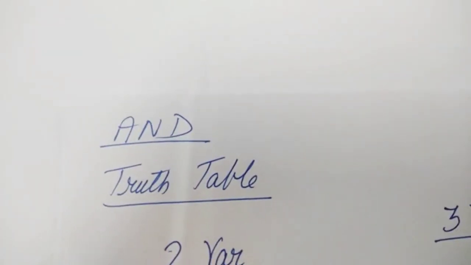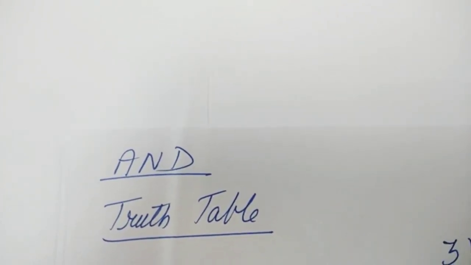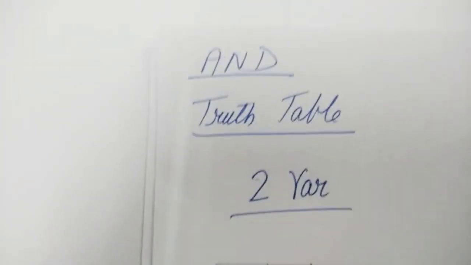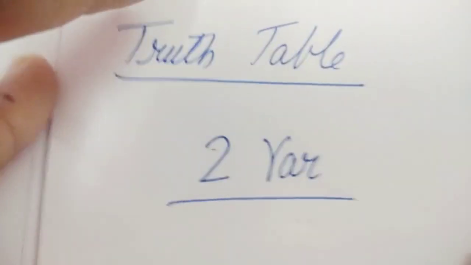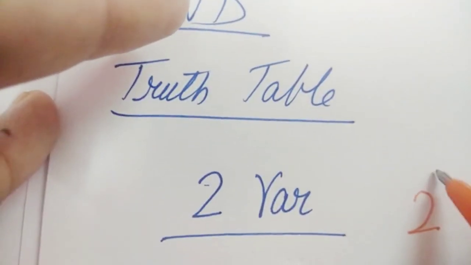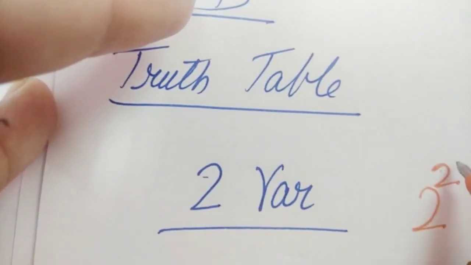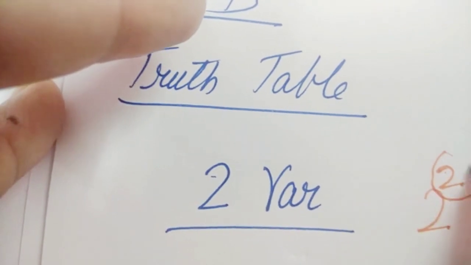The next part of AND operator is drawing of truth table. Now what is the meaning of truth table? Truth table means all possible combinations of values. So if we draw a truth table of 2 variables, what is the formula? How will you calculate how many possible values there are? You will write it like this. 2 variables, how many possible values? 2 raised to the power 2. Why 2 raised to the power 2? Because we are using 2 variables, which is equal to 4.